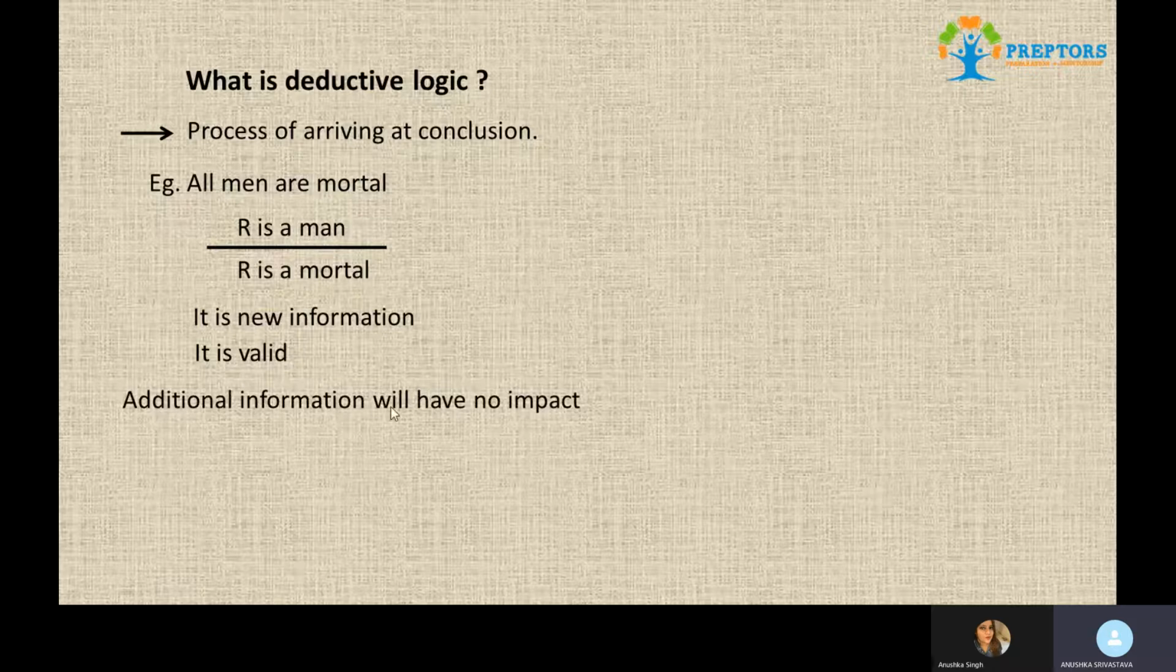And if I put in any additional information, that should not have any impact on the conclusion. So if I say P is not mortal, that is additional information, but it is going to have no impact on my conclusion that R is mortal. The conclusion has to meet these three criteria and also meet the criterion that the middle term should not be a part of the conclusion. Only then will the conclusion so drawn become new information.